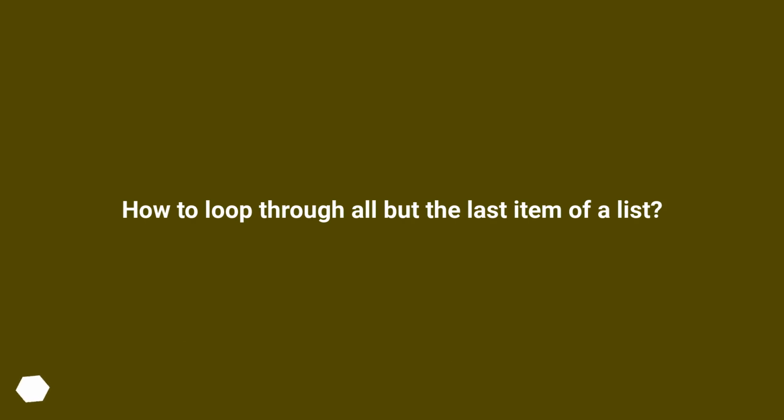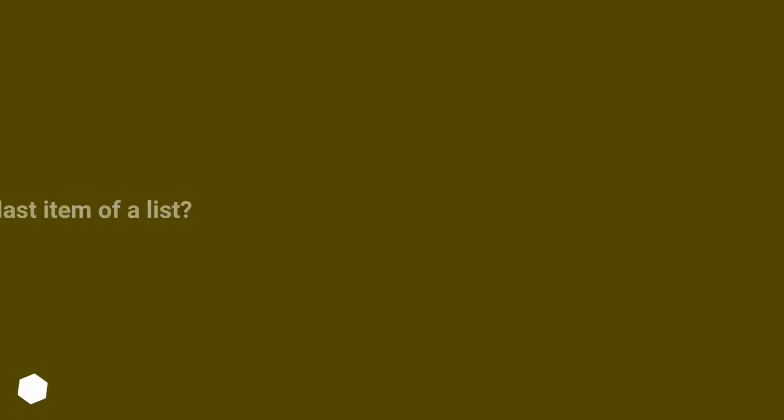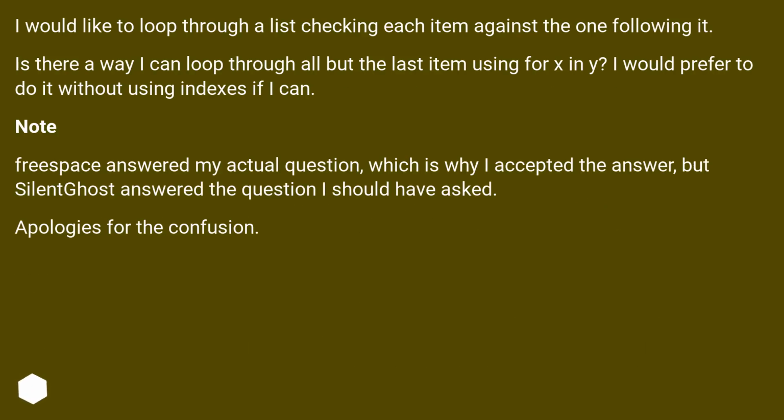How to loop through all but the last item of a list. I would like to loop through a list checking each item against the one following it. Is there a way I can loop through all but the last item using for X and Y? I would prefer to do it without using indexes if I can.